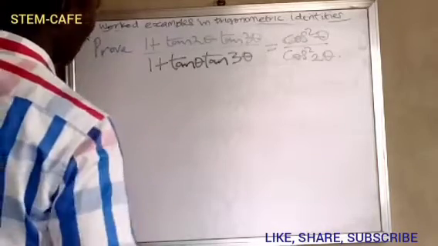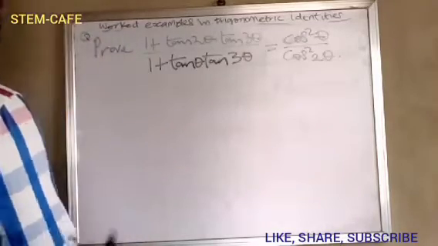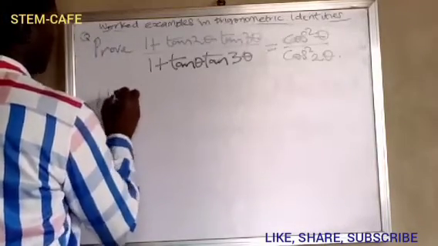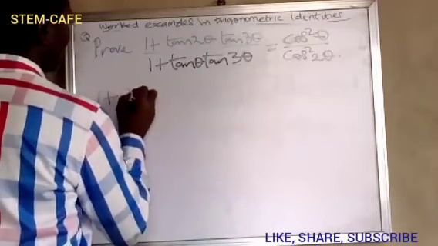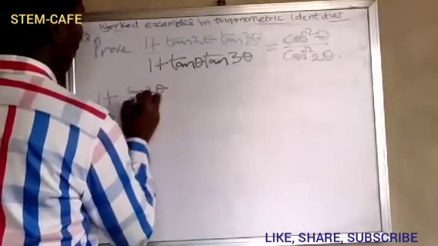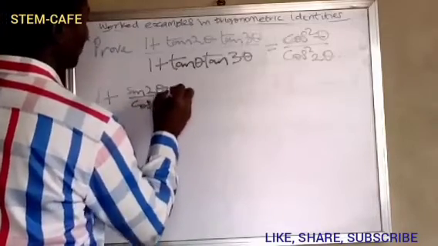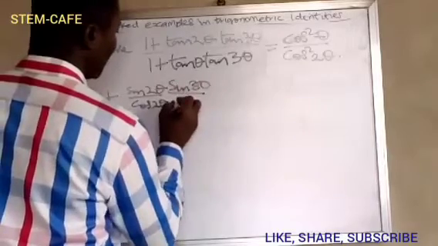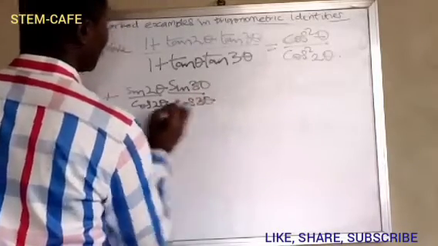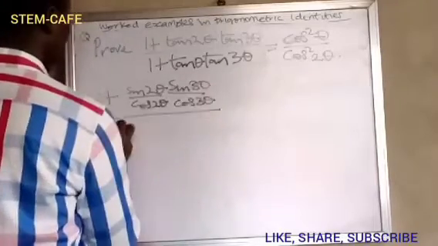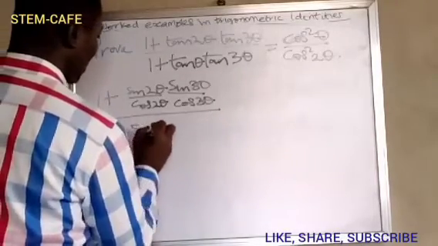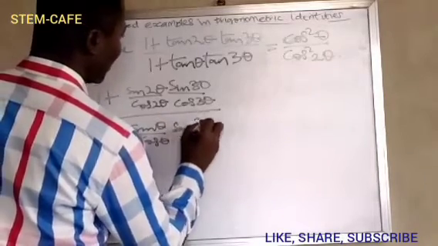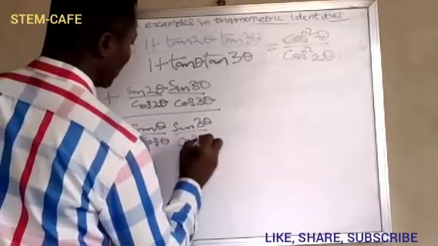Prove 1 plus 2 tan theta tan 3 theta over 1 plus tan theta tan 3 theta is equal to cos square theta over cos square 2 theta. Let's begin. So it's going to give me 1 plus sine 2 theta over cos 2 theta, sine 3 theta over cos 3 theta, all over 1 plus sine theta over cos theta, sine 3 theta over cos 3 theta.